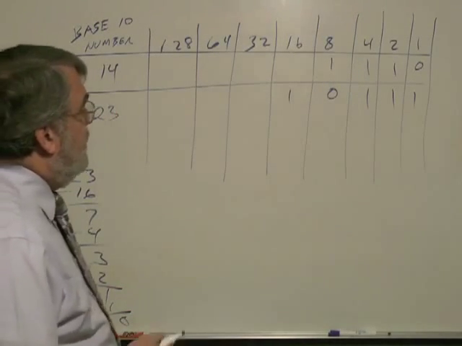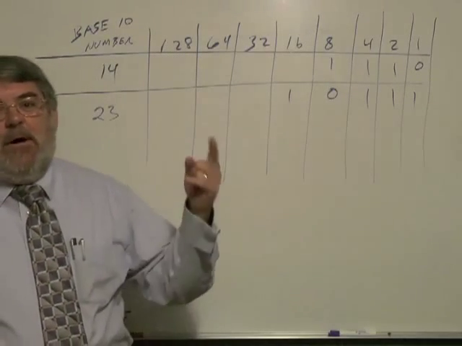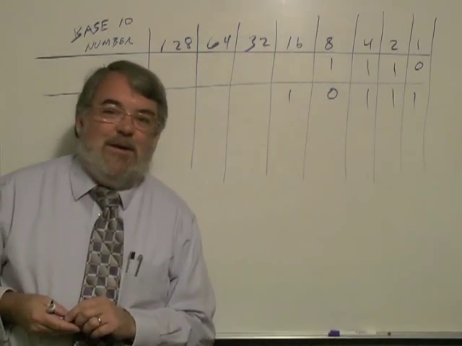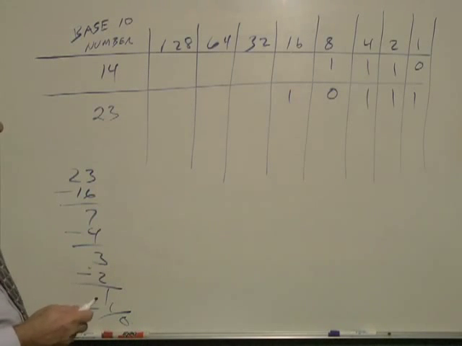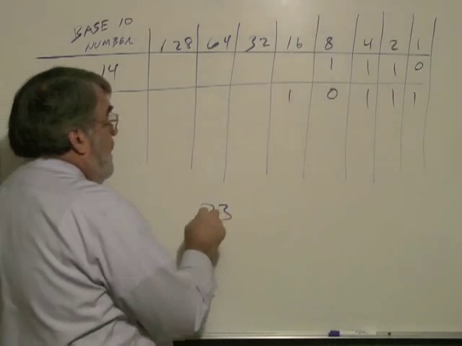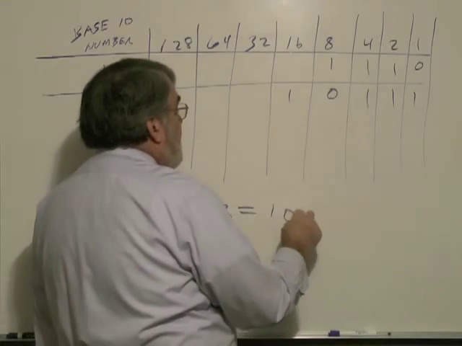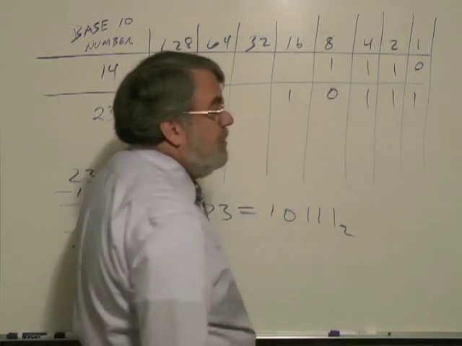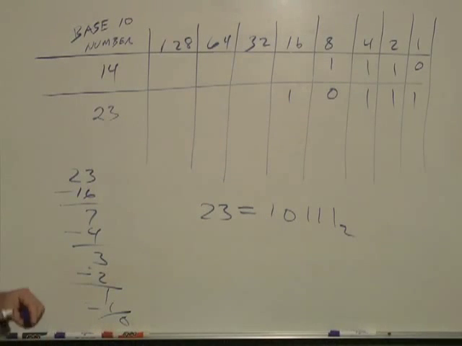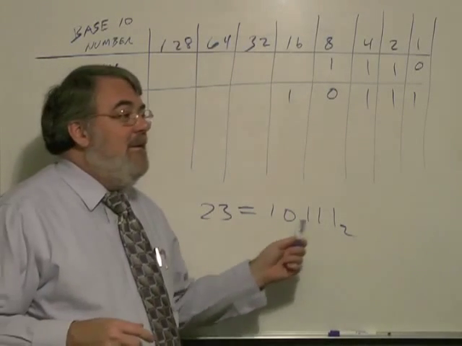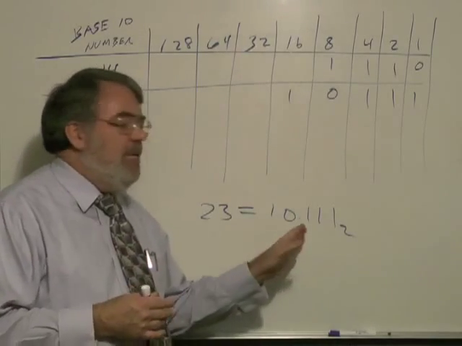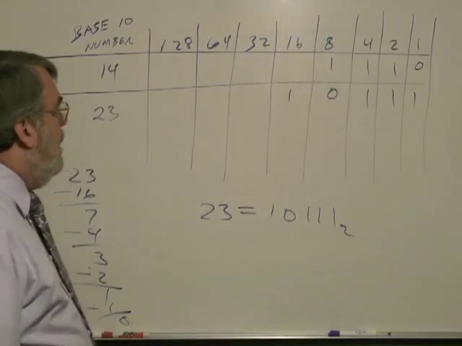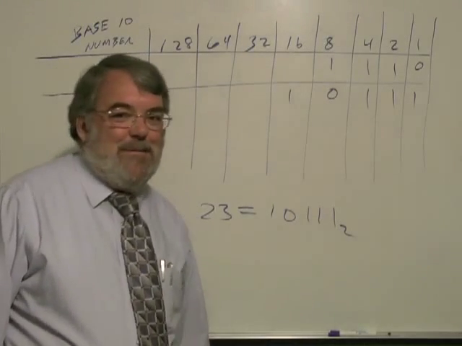I don't know if this occurred to you, but the process of subtracting is a division process. It's kind of a division type process. Anyway, 23, a base 10 number, would be 10111 base 2. So in binary it's 10111. I would resist calling this 10,111. It's a base 2 number, not a base 10 number, so I would just call it 10111. All right, let's try a little bigger number.